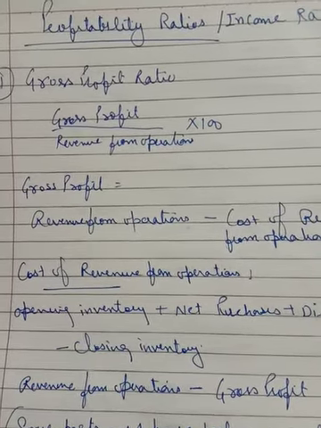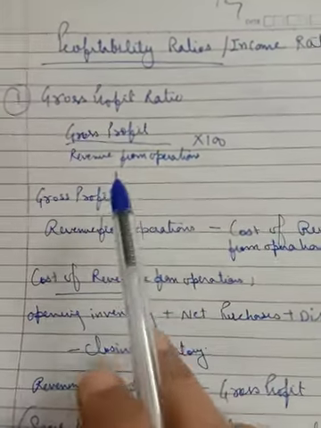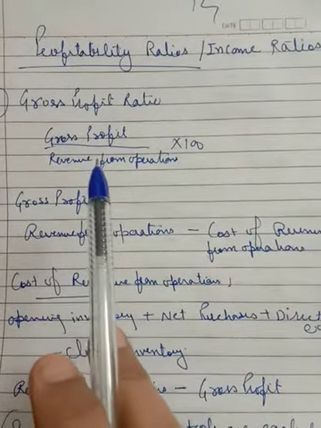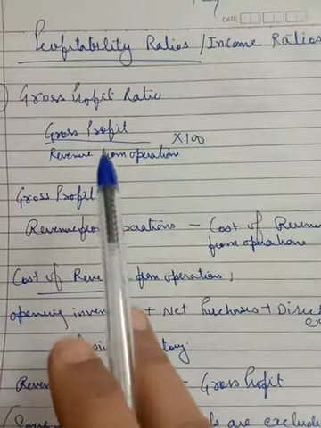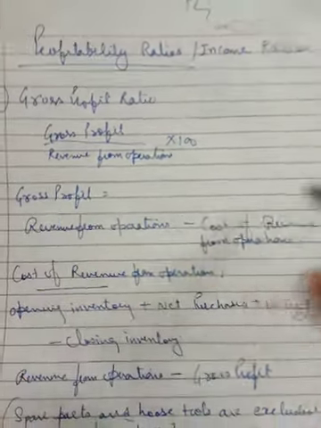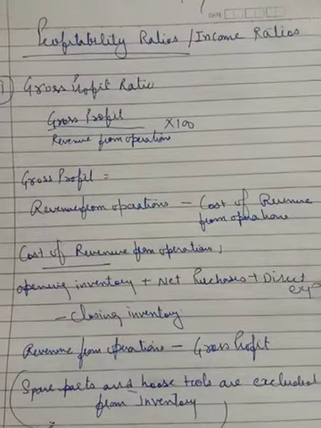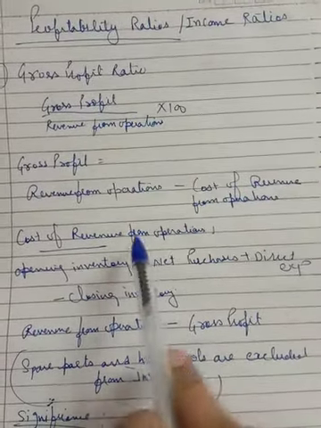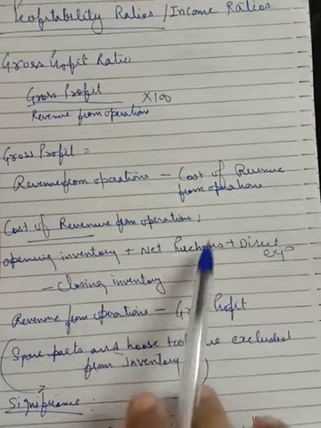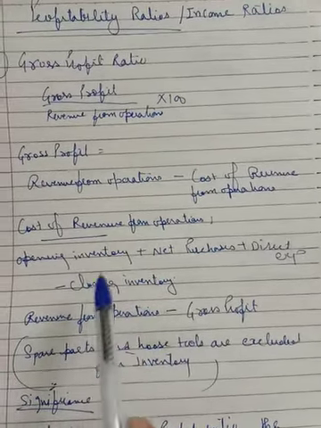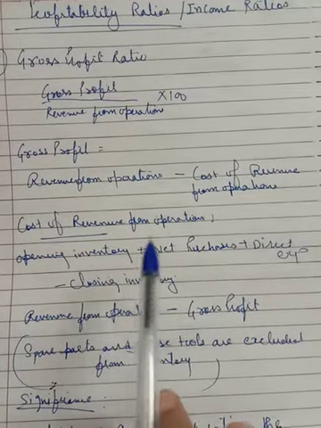So first of all, the ratio is gross profit ratio. This is one of the profitability or income ratios, and the formula of gross profit ratio is gross profit upon revenue from operation into 100. Gross profit can be calculated by deducting cost of revenue from operation from revenue from operation. Cost of revenue from operation can be calculated with the opening inventory plus net purchase plus direct expenses minus closing inventory. In this way you can get the cost of revenue from operation.